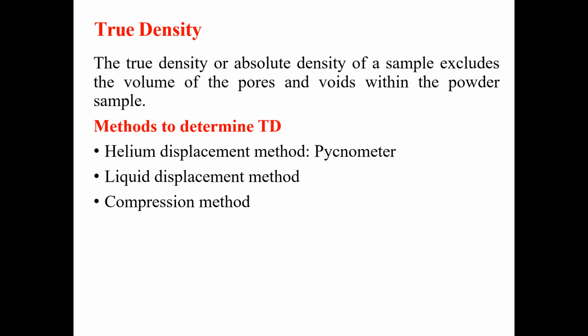True density. The true density, or absolute density, of a sample excludes the volume of the pores and voids within the powder sample. So what are the methods to determine true density? The helium displacement method, that is the pycnometer; the liquid displacement method, another one; and the third one is compression.